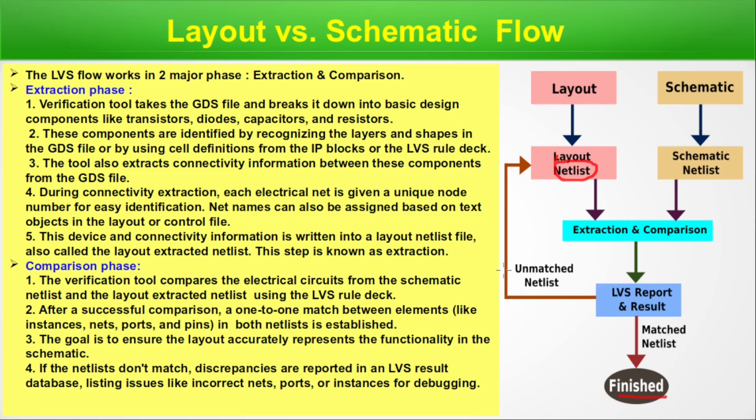If not in unmatched, then there should be some change done to the layout. So the LVS flow works in two major phases: extraction and comparison. In the extraction phase, the verification tool takes the GDS file and breaks it down into basic design components like transistors, diodes, capacitors and resistors. These components are identified by recognizing the layers and shapes in the GDS file, or by using cell definitions from the IP blocks or the LVS rule deck. The tool also extracts connectivity information between these components from the GDS file.